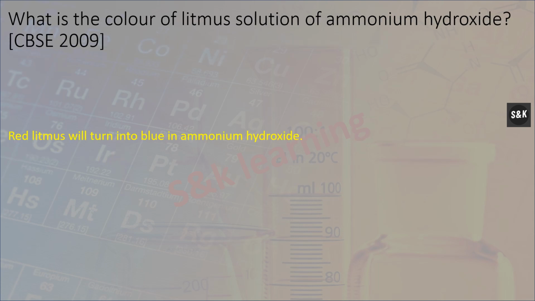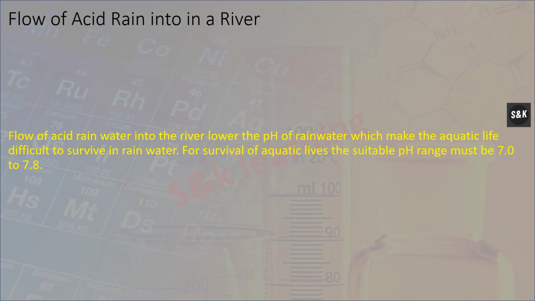What is the color of litmus in a solution of ammonium hydroxide? Red litmus will turn into blue in ammonium hydroxide.